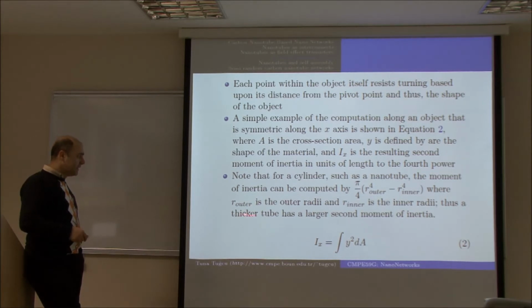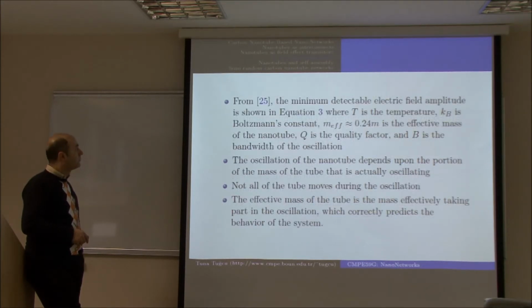So the thicker the tube gets, the larger the second moment of inertia will be.